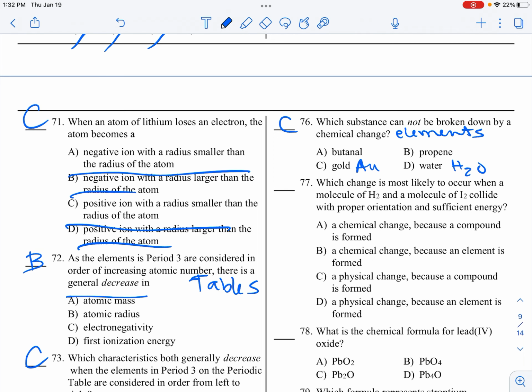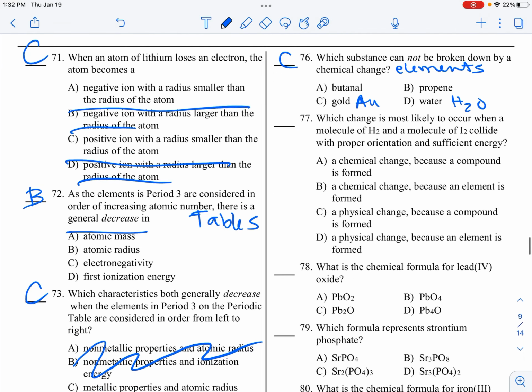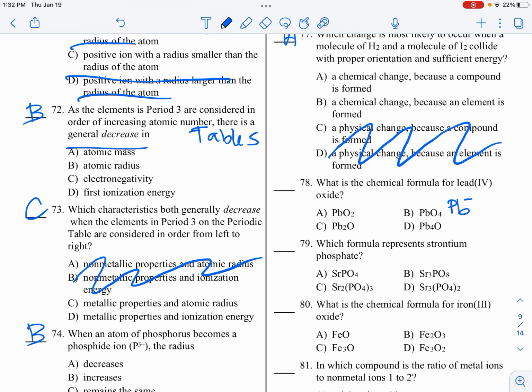Which change is most likely to occur when H2 and I2 collide? Well, if they're colliding, that's going to be a chemical change, and we're going to form a compound. 77 is A. Lead 4 oxide. That means lead is a plus 4. Oxide's a minus 2. That does not equal out. So if you crisscross, you get Pb2O4. That can be simplified to PbO2.